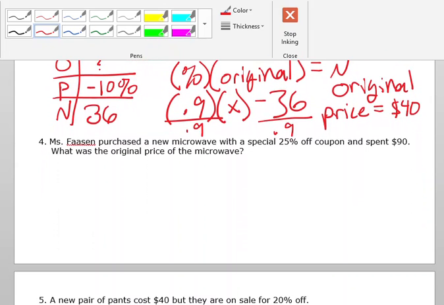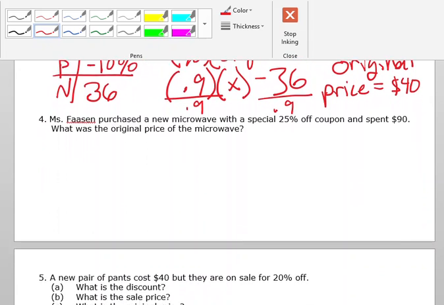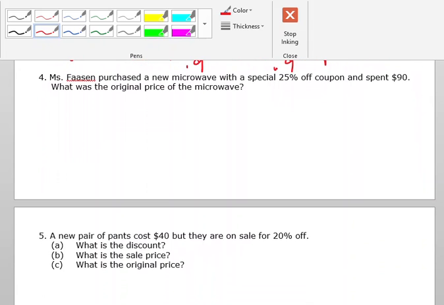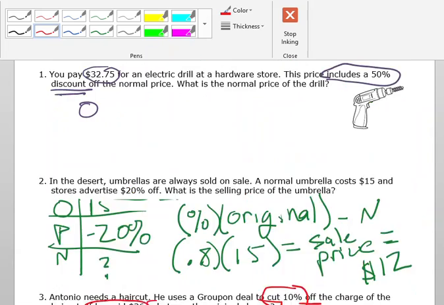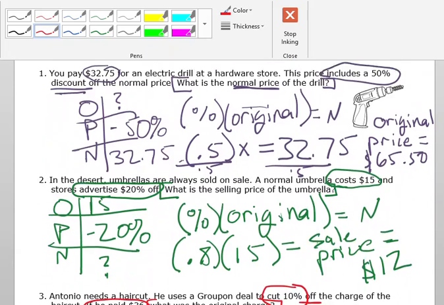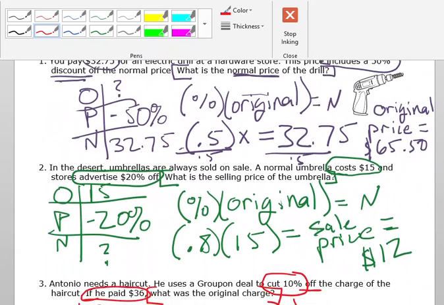Now, number 4, I'm going to leave for you to do on your own because I know that you can. We've done a bunch together. I really want you to try and work on the rest on your own.